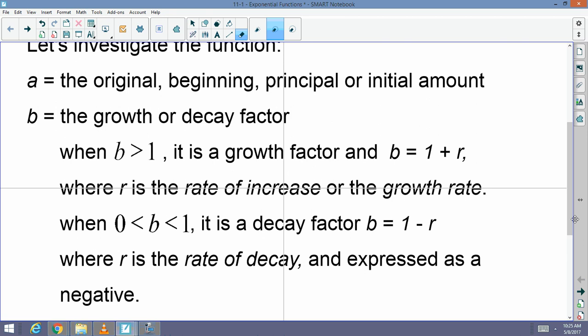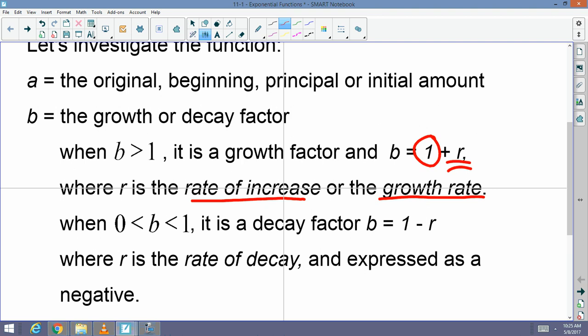So growth or decay. If b is greater than 1, that means you had a growth. That means that you had 100% of the original amount plus some r. What is this r? This r is that rate of percent that's increasing the value of your original investment or your original amount. So when you have a growth, you have an r that is a rate of increase or a growth rate. This is the percent by which your whole investment or the original amount of what you have is growing at a constant rate.